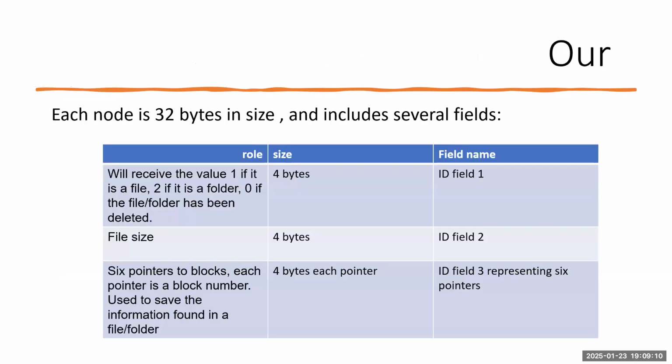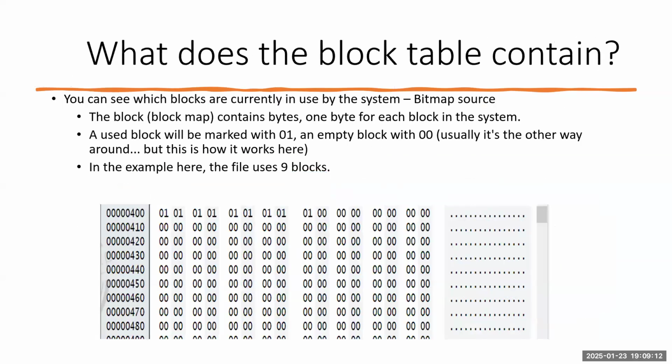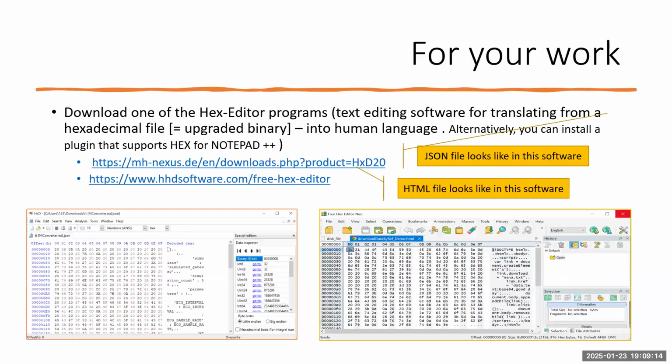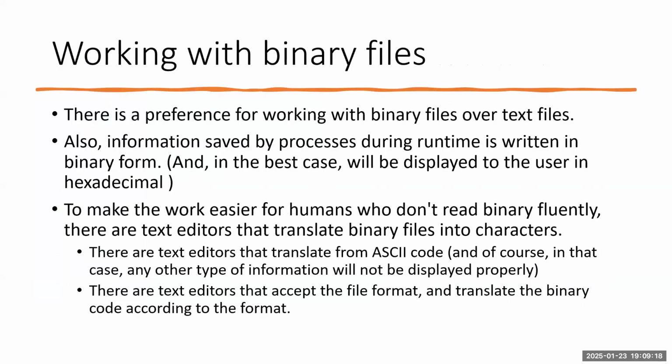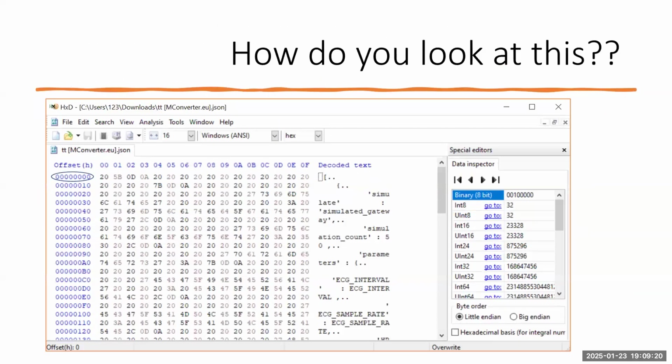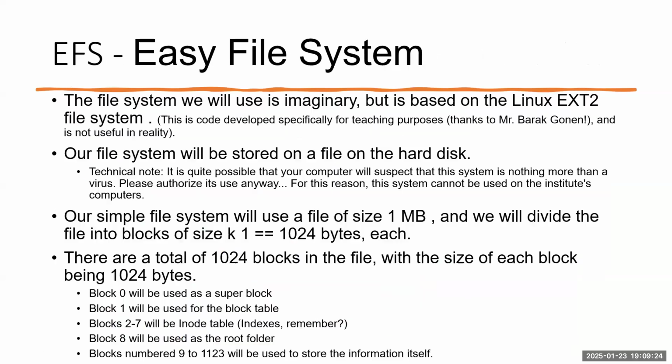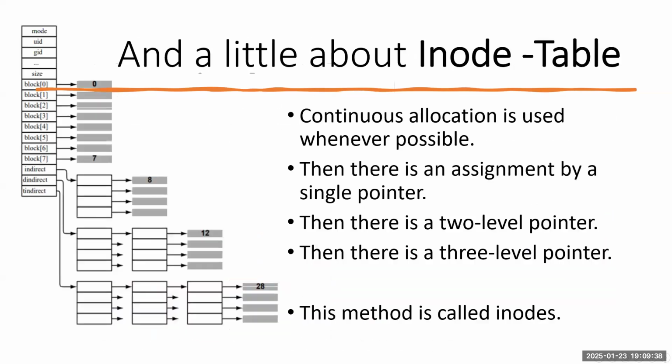Let's continue. So anyway, we're trying to understand the mind of Mr. Bracco. So this is an inode? Blocks 2 through 7 will be the inode table, that's what we were just describing. Now, the 8th block will be used as a root folder and then the actual folder.